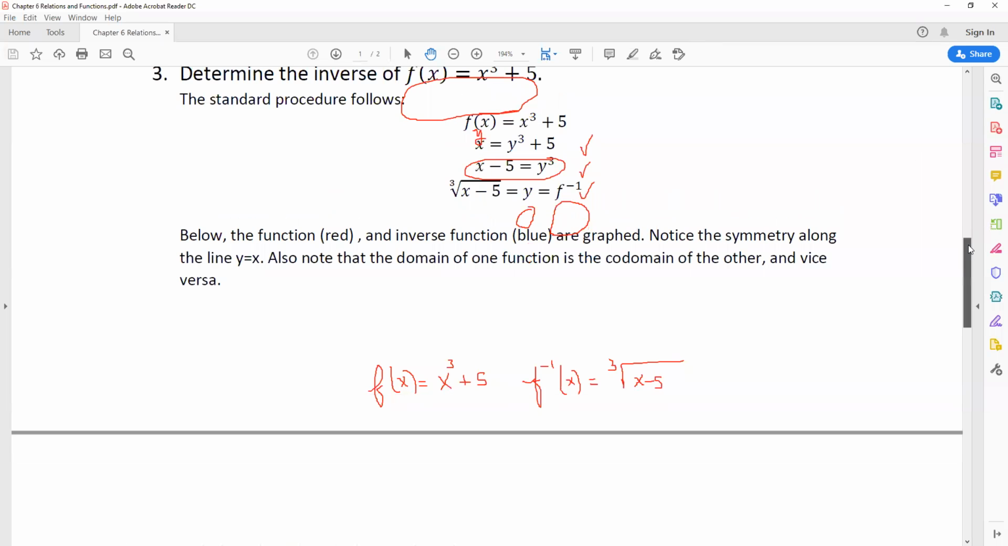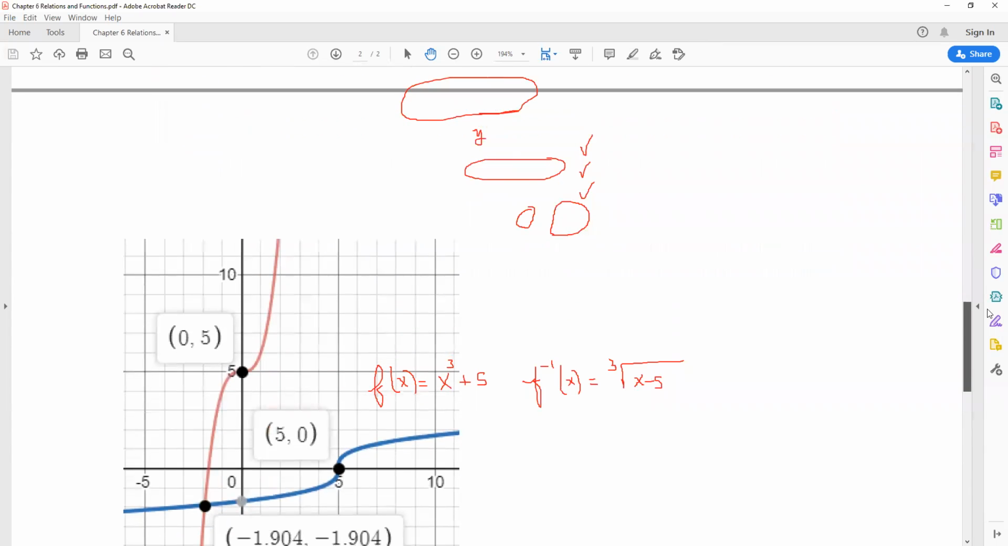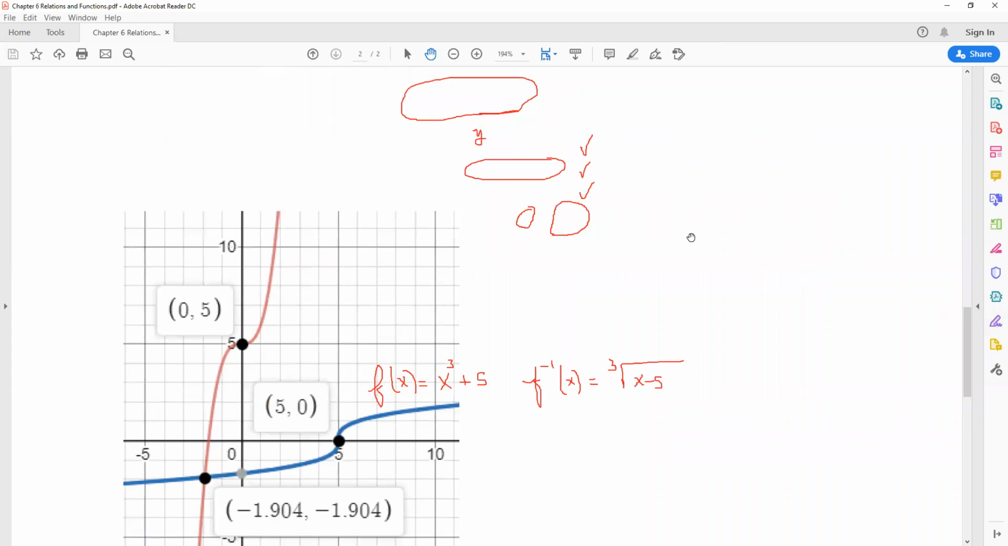So what do we do from here? Well, if we graph both of these functions, look at the pattern that emerges. The cubic, the original, is graphed in red. And notice that it passes through the point 0, 5. And the inverse function is graphed in blue, and it passes through 5, 0. And 0, 5 and 5, 0 appear to be switching domain and range values.